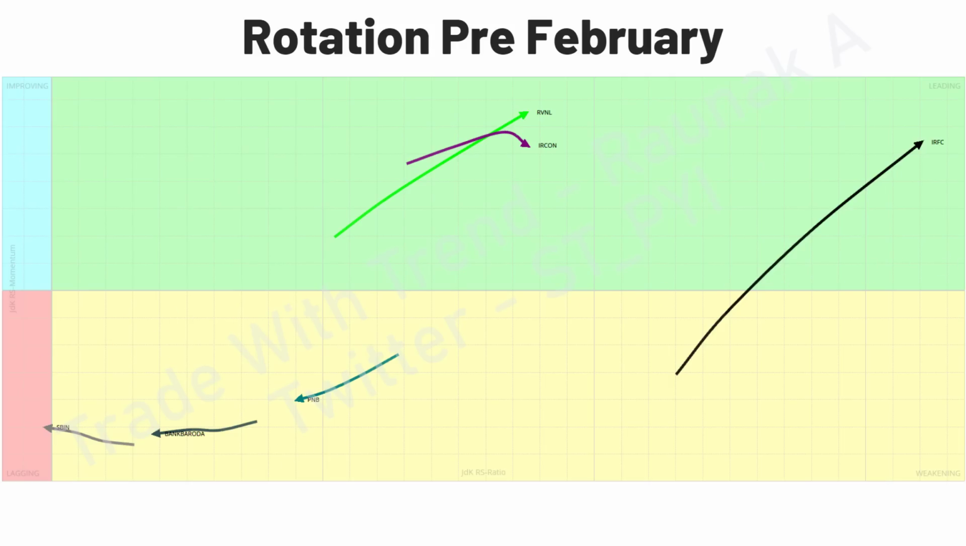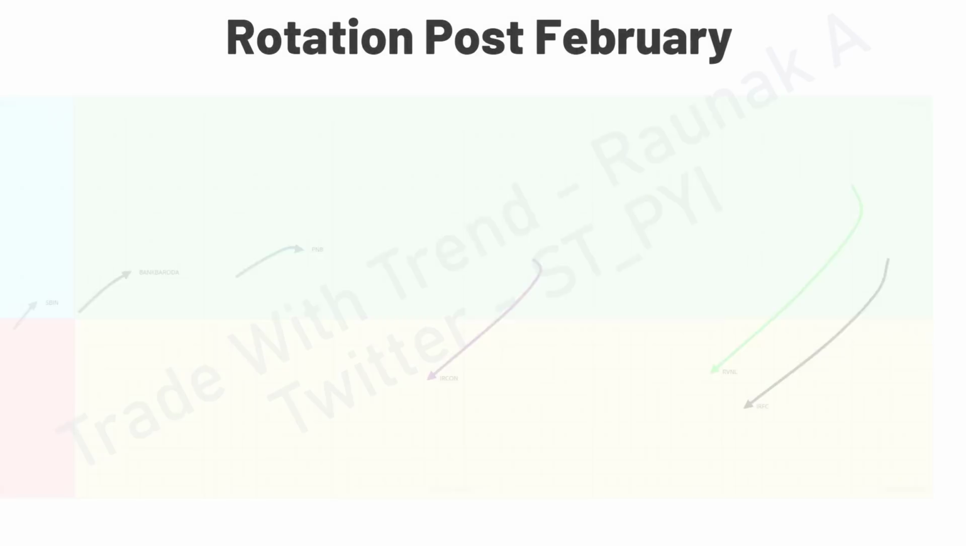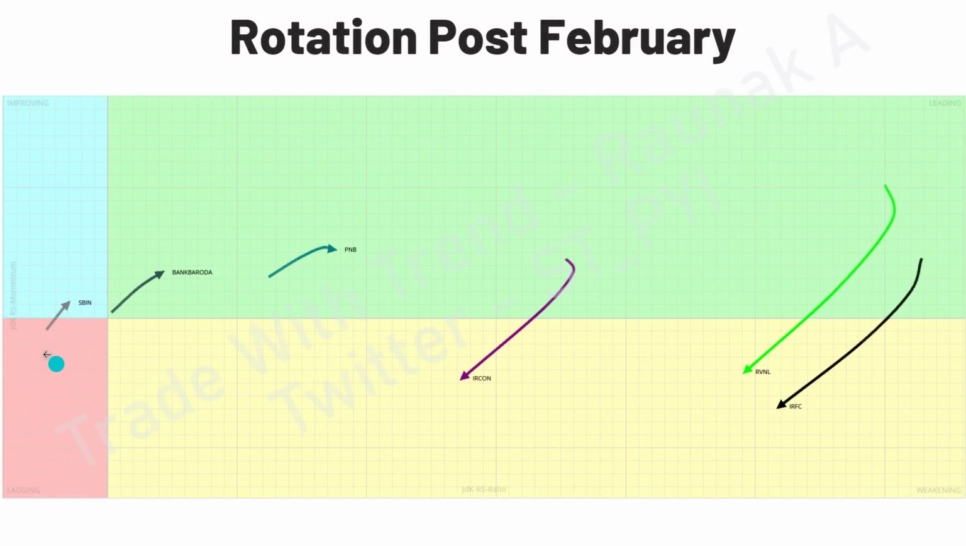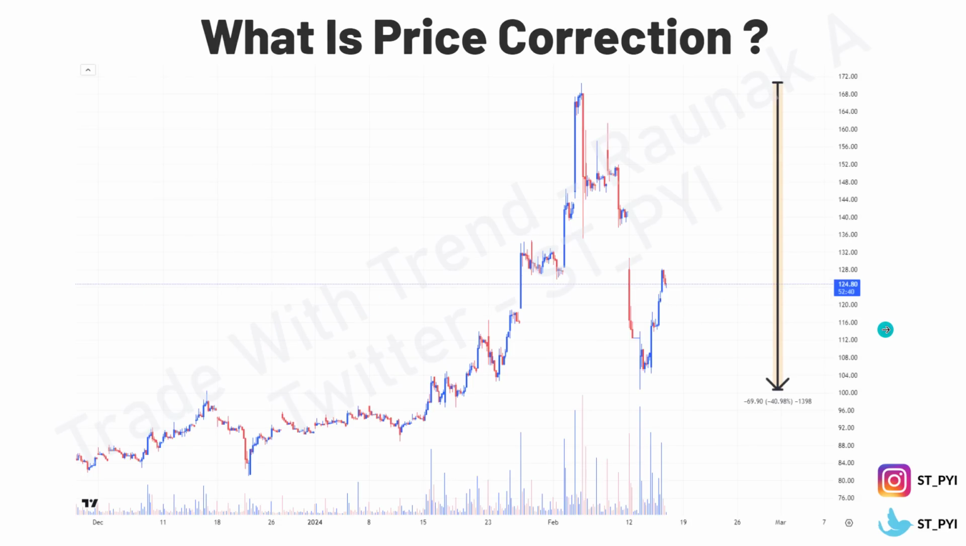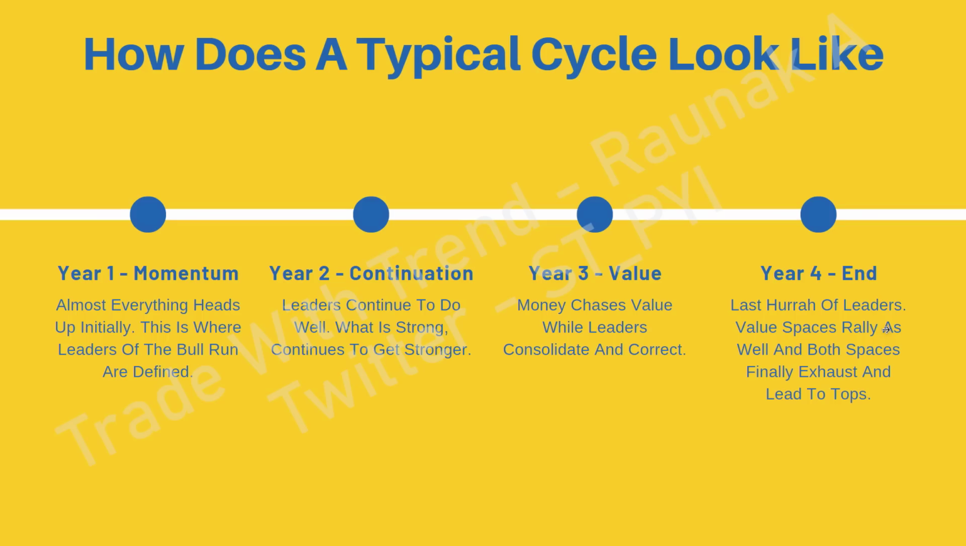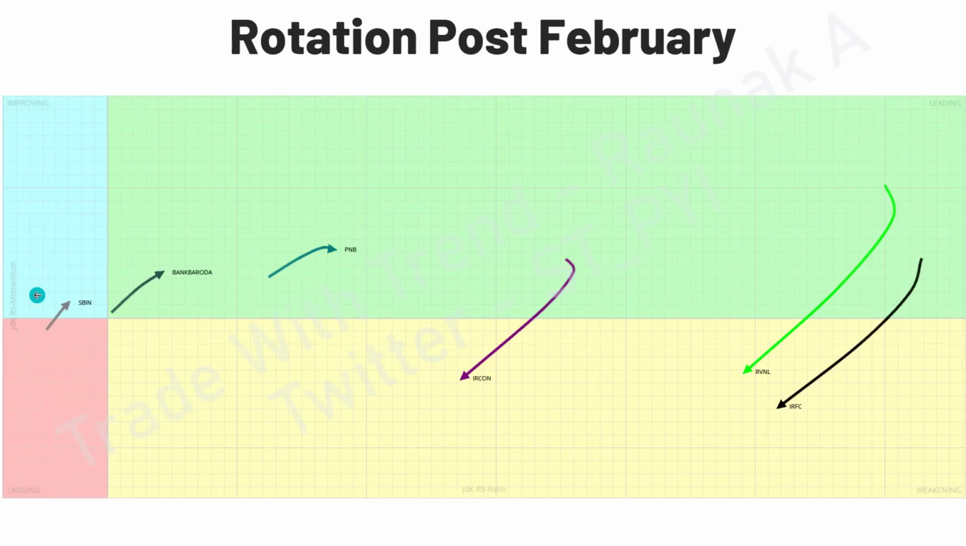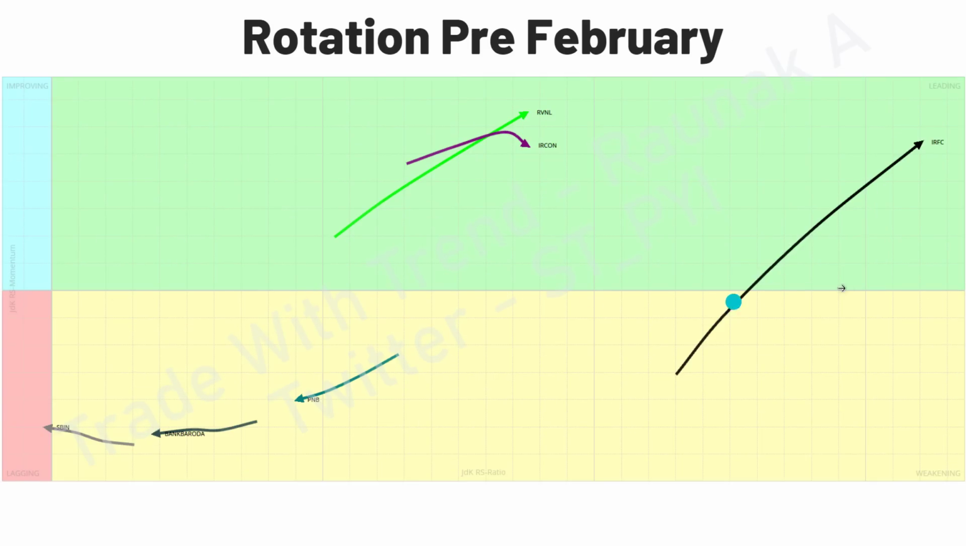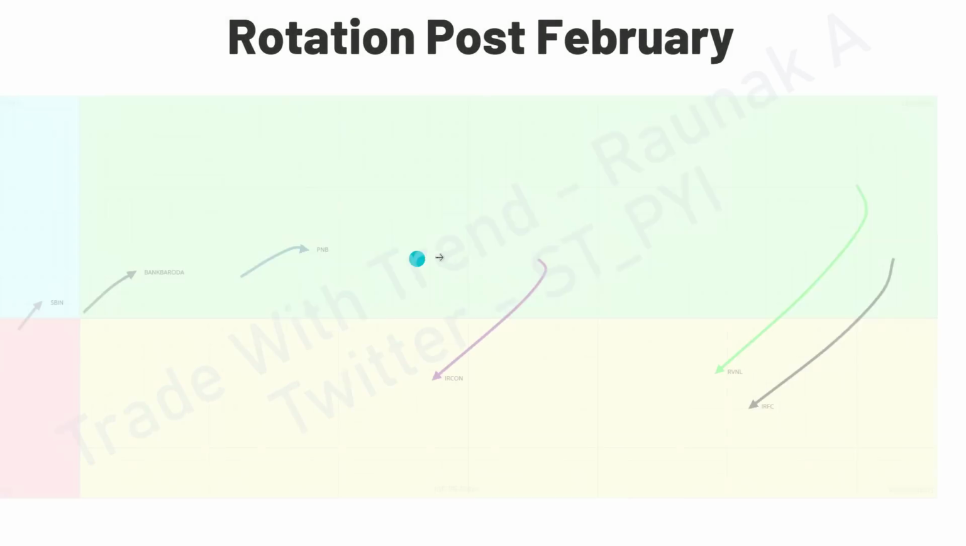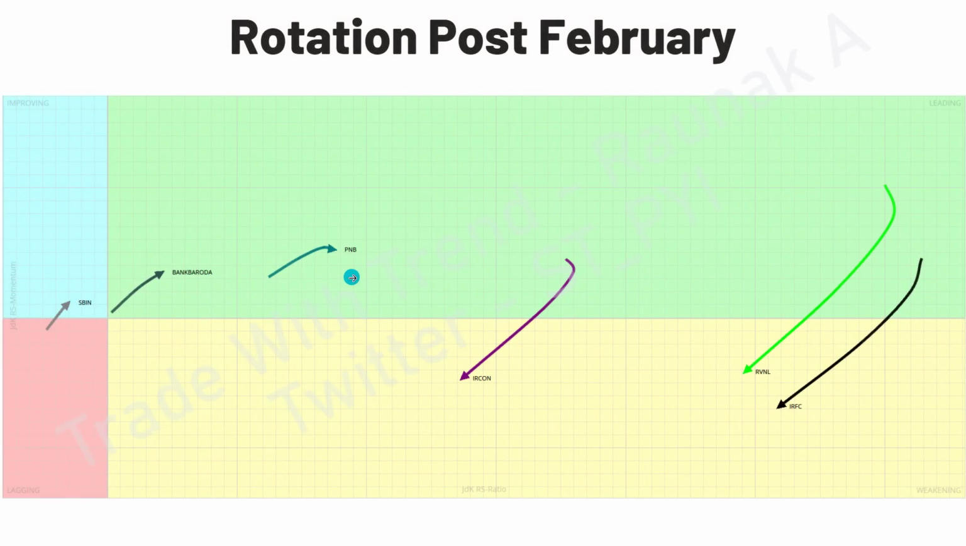Now, what has happened in the last 15 days? Take a look. In the last 15 days, the leadership is now being taken over by SBI, Bank of Baroda, PNB, and similar kinds of stocks that belong in this particular quadrant. This is the sign of leadership, whereas these other stocks have begun to correct a lot. And it is this particular pocket that is now attempting.